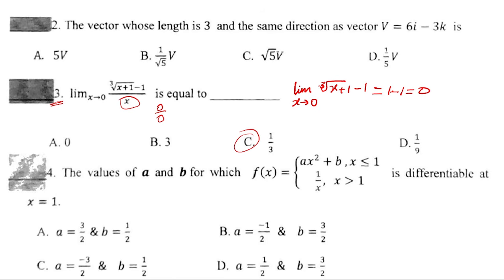Question number 4. The values of a and b for which the function f of x equals ax squared plus b for x less than or equal to 1, and 1 over x for x greater than 1, is differentiable at 1, at the number where the function splits. Whenever the function is differentiable, it is continuous. So we know here the function is continuous. Now we need to apply the property of continuity of a function, because every differentiable function is continuous. So the function is continuous at 1.